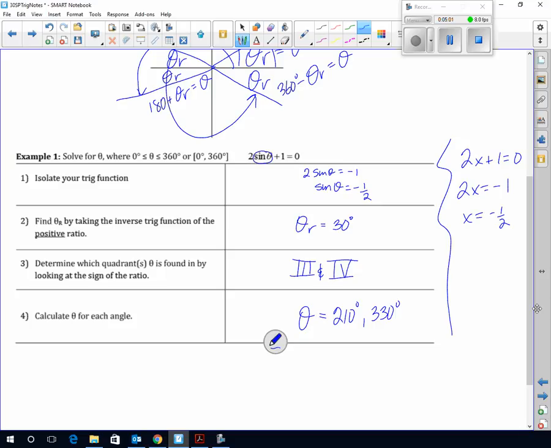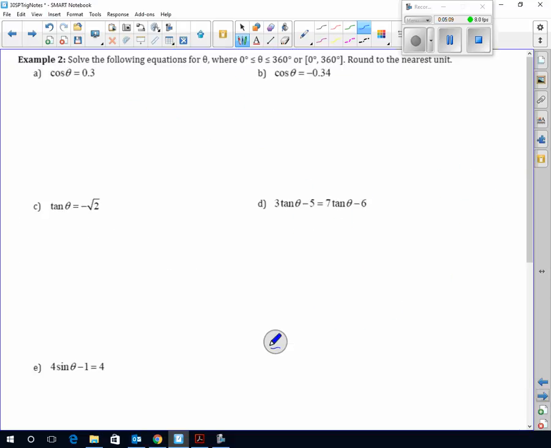Okay, let's move on here. Oh, that was my only example? Yeah, I guess so. This one is not an exact value, so we're going to take out our calculator right now. Make sure your calculator mode is in degrees.